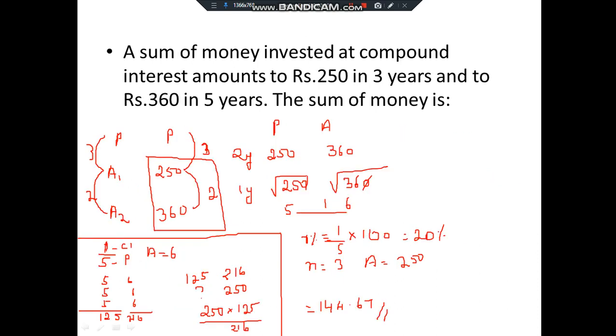Next condition, guys: the sum of money invested at compound interest amounts to rupees 250 in 3 years and to rupees 360 in 5 years. The sum of money is.